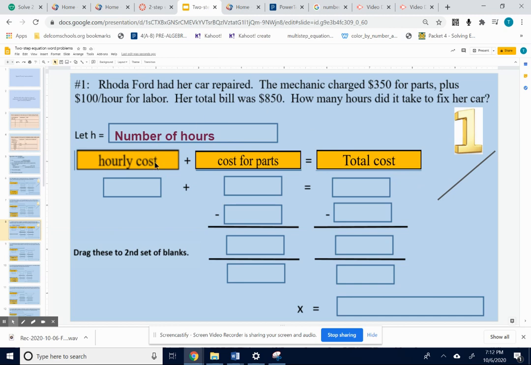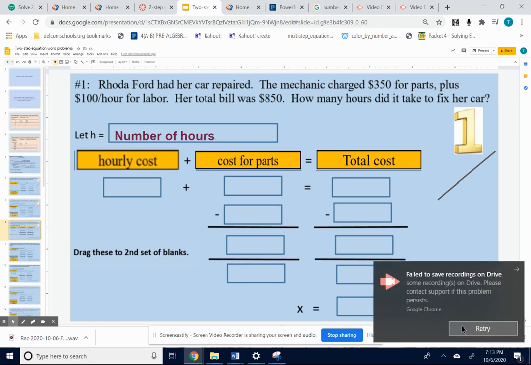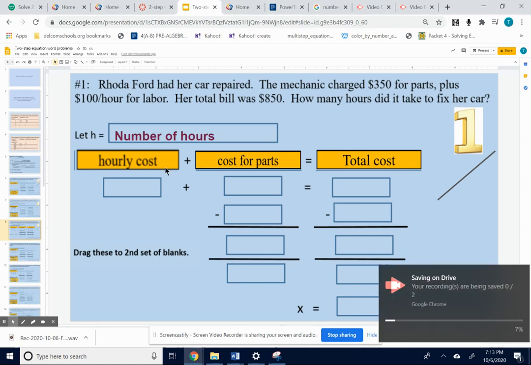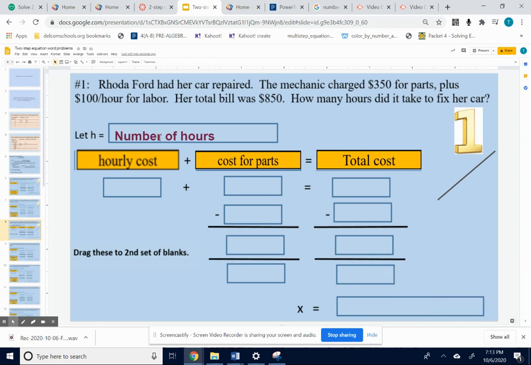Okay, the hourly cost. We need to set expressions equal to these parts. Look at your problem, see what it has to do with hourly cost. I see $100 per hour, and that's part of the hourly cost. And I also see that H stands for the number of hours. So I need to work with both of those. If I'm getting charged $100 per hour for H hours, think about what that would be. It'd be 100 times H.